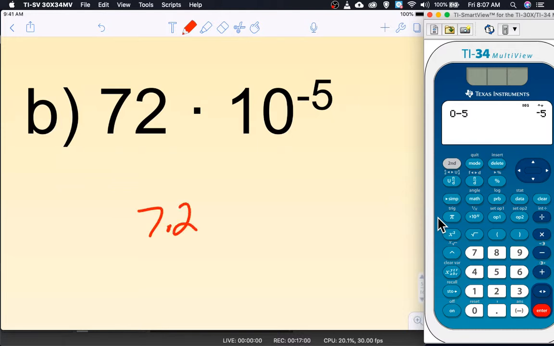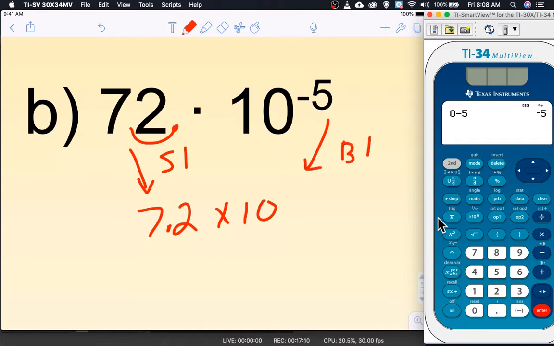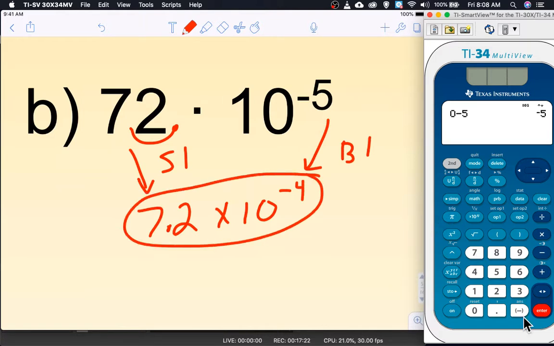Add my decimal where I know it needs to be. This piece got smaller by 1 decimal place. Exponent gets bigger by 1 decimal place. And what is 1 bigger than -5? Hopefully you said -4, not -6. -5, if it goes up by 1, you add 1, it gives you -4.